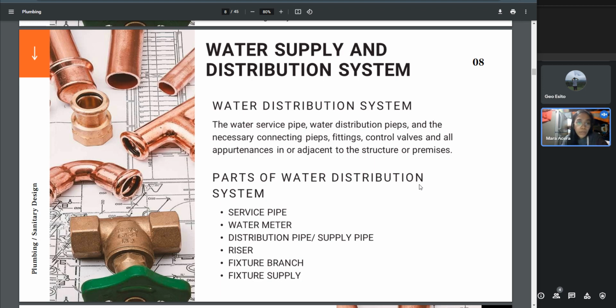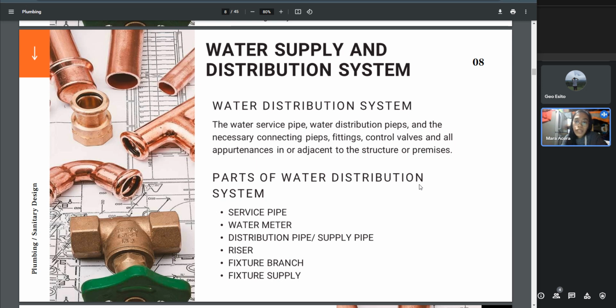Parts of the water distribution system. We have the service pipe, the pipe from the main water or other source of potable water supply to the main distribution system of the building served. Water meter, a device used to measure in liters or gallons the amount of water that passes through the water service. The distribution pipe or supply pipe, a pipe within the structure or the premises which conveys water from the water service pipe or meter to the point of utilization.